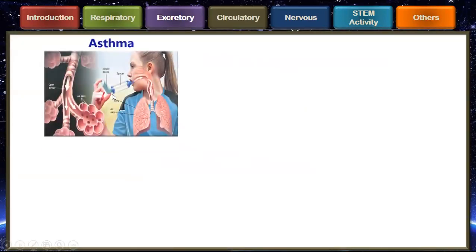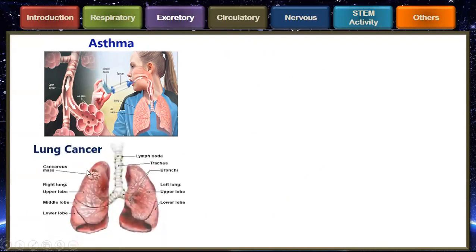These are some of the things that may happen when our respiratory system is damaged. Some of them are asthma. This is sometimes an allergic reaction. It happens with some people when the passage of air to their lungs is contracted. So this is asthma. We also have lung cancer.